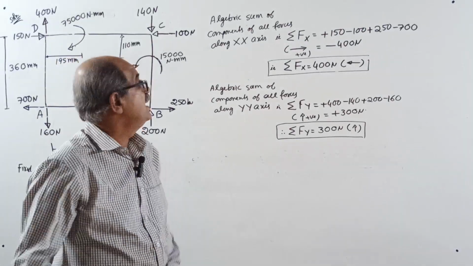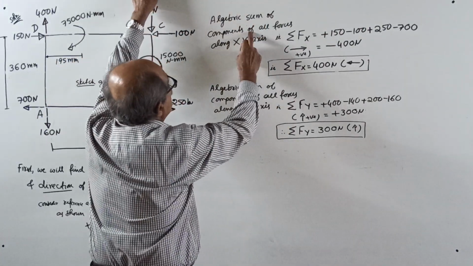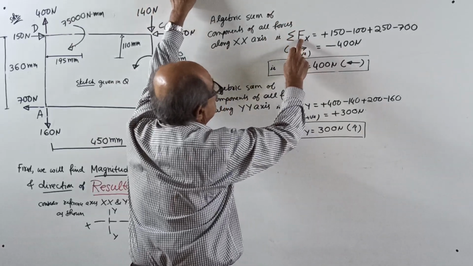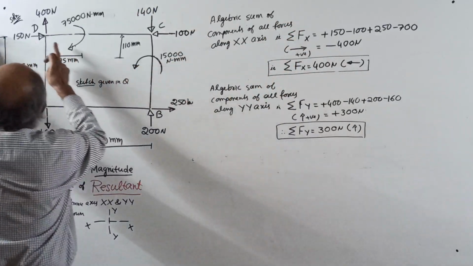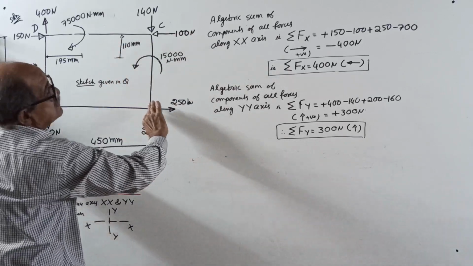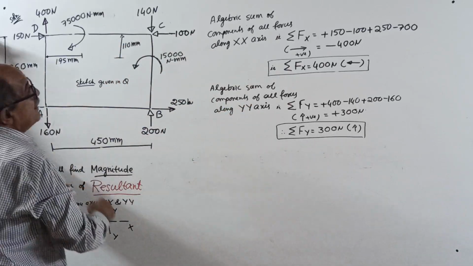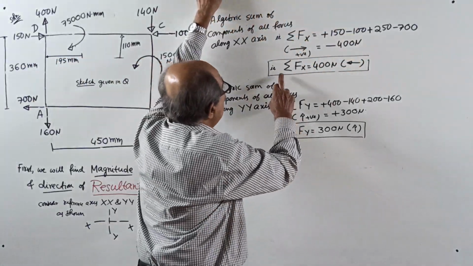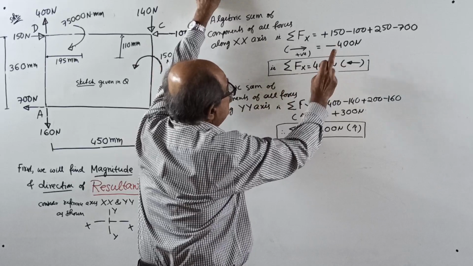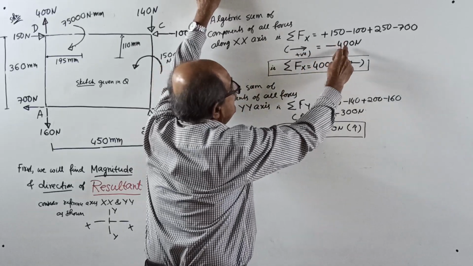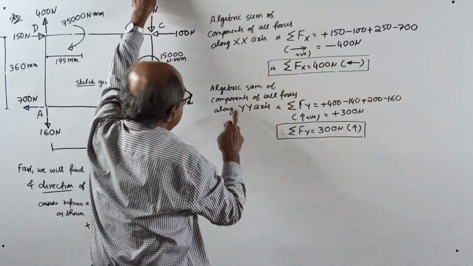The reason: because it is the first question. Okay. Algebraic sum of components of all forces along x-axis, that is sigma fx equal to, see here, plus 150 minus 100 plus 250 minus 700. If you calculate, minus 400 Newton. Therefore, sigma fx equal to, no minus now, 400 Newton. I took the right side calculation, negative came, so left side.